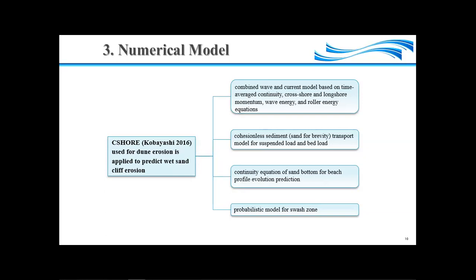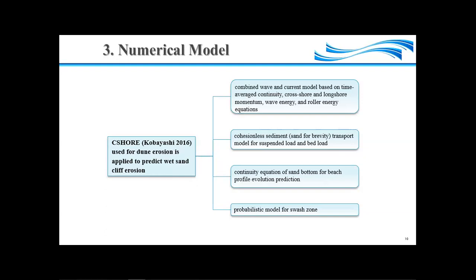The continuity equation is sand volume conservation. In environmental engineering, typically the only equation you usually use is the conservation of specific mass of some pollutant. So this is conservation of sediment volume. And we have a swash mode. Swash is waves going up and down a beach on the shoreline. That's called swash, and that tends to cause sediment movement.